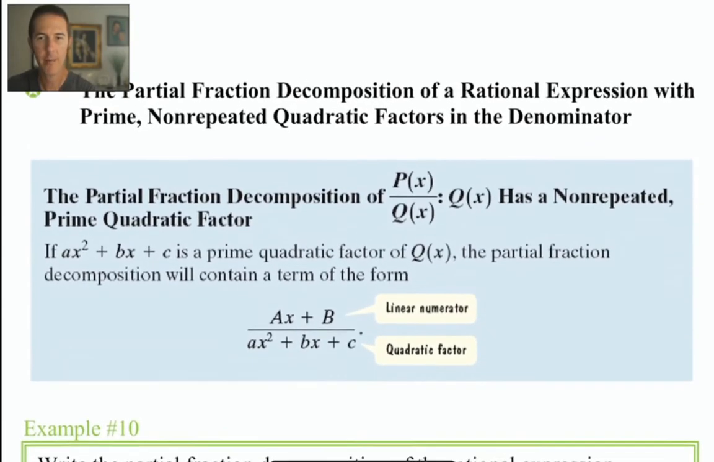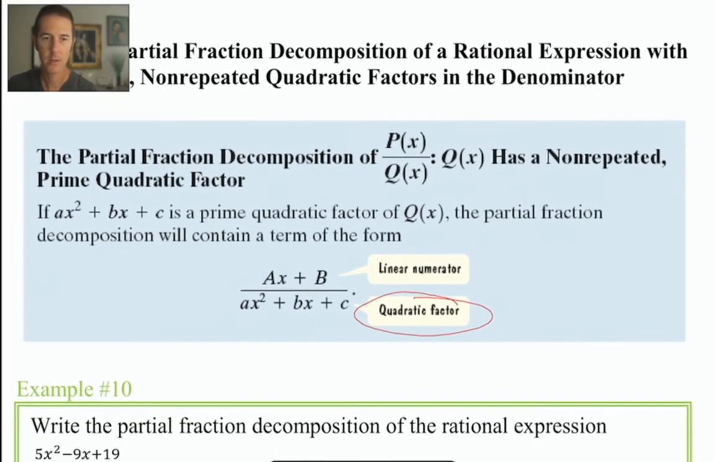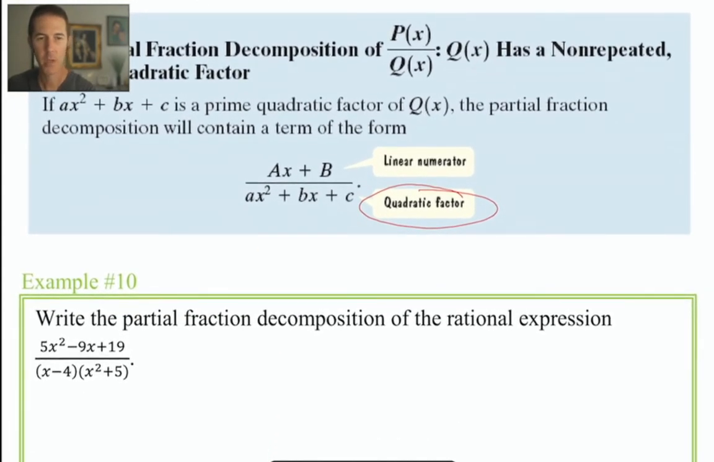The next one is where you have a prime, non-repeated quadratic factor in the denominator. And there's that quadratic factor, ax squared plus bx plus c. And it cannot be factored. Now, can you have a quadratic factor that does not have this bx term in it? Absolutely. A quadratic factor must have the squared term. It's got to have that squared term, but it doesn't have to have the bx term. It doesn't have to have the constant term either. You could just have an x squared all by itself, and that would be a quadratic factor.